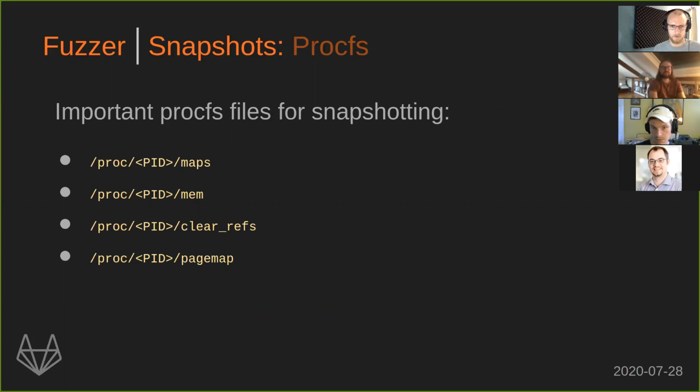So here are some important procfs files for snapshotting. There's /proc/pid/maps. And for each of these, if you want to test them out on your system, /proc/self/ then the file name refers to the current process. So you could do /proc/self/maps, and that will be the maps file for that process.